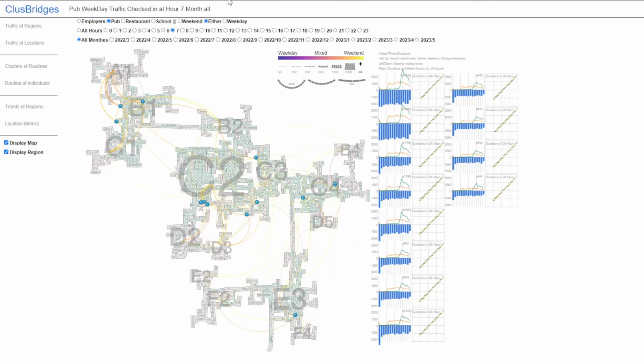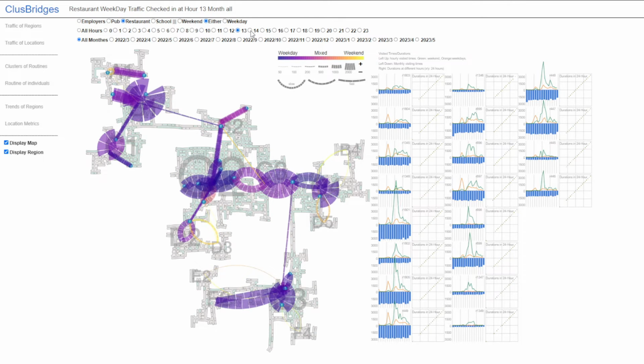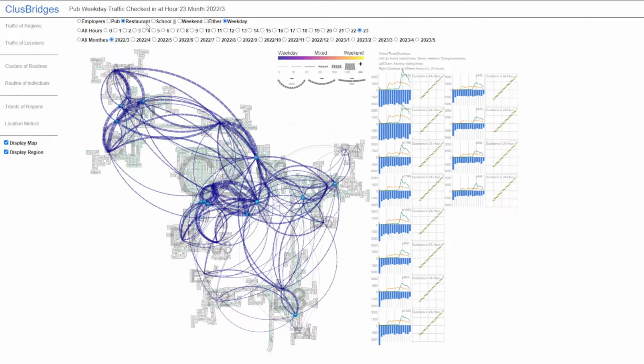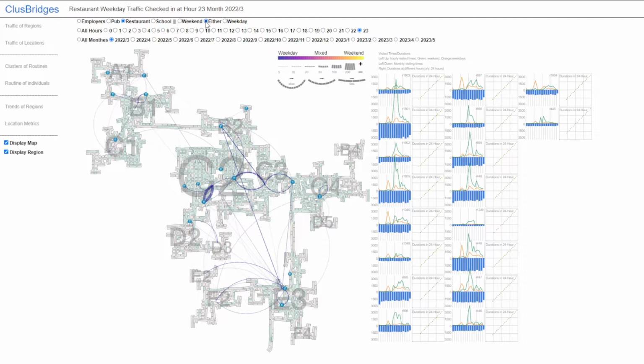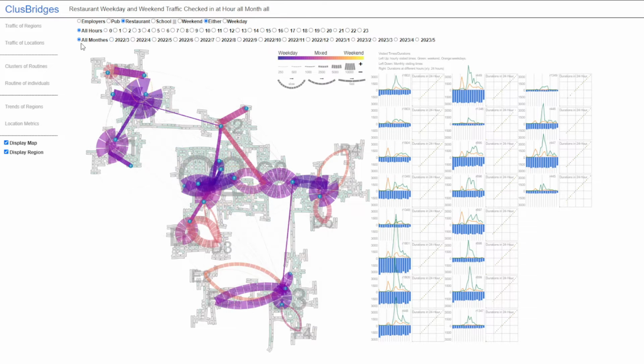By selecting different destination types, we can see when and where people travel from each region. Typically, people travel to nearby pubs and restaurants on weekdays and travel to remote regions on weekends. By filtering building types, weekdays, hours, and months, the users can easily view traffic patterns between different buildings.